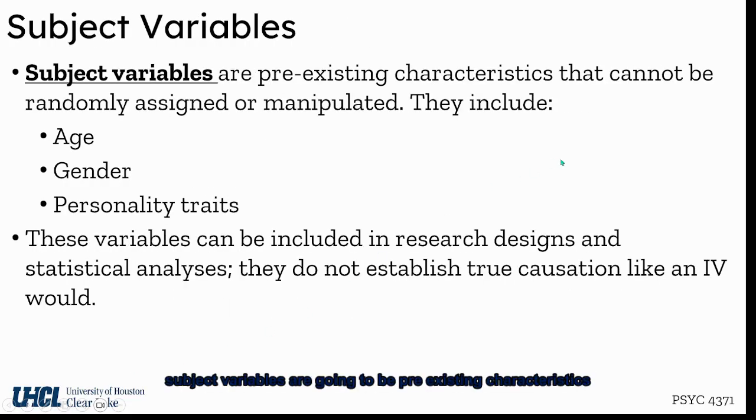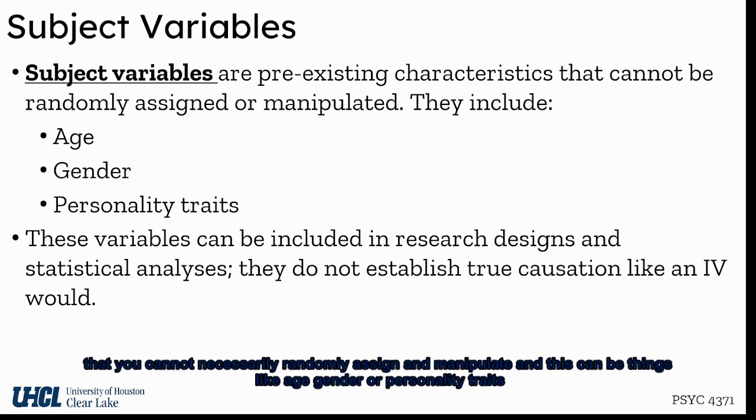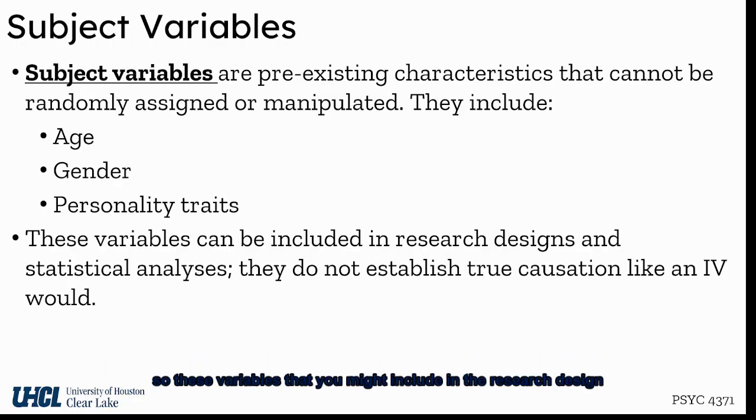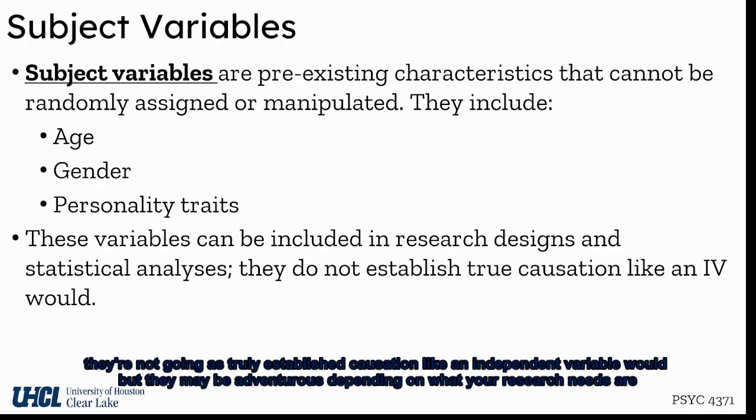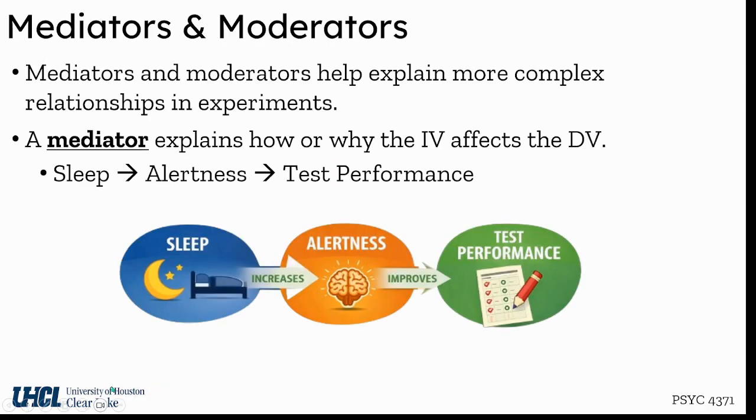Subject variables are going to be pre-existing characteristics that you cannot necessarily randomly assign or manipulate. And this could be things like age, gender, or personality traits. So these are variables that you might include in the research design, or you might recognize and adjust for in a statistical analysis. They're not going to truly establish causation like an independent variable would, but they may be of interest depending on what your research needs are.